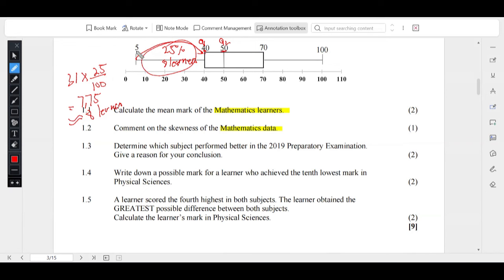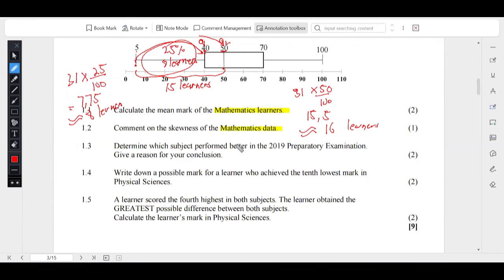Because if we now calculate from the minimum to the 50th percentile, if we wanted to find how many learners from the minimum all the way to 50% of the data, we would say this is 31 multiplied by 50 over 100. This would give us 15.5, which we can say is approximately 16 learners. So in between here and Q2, we have how many learners? We have 15 learners.